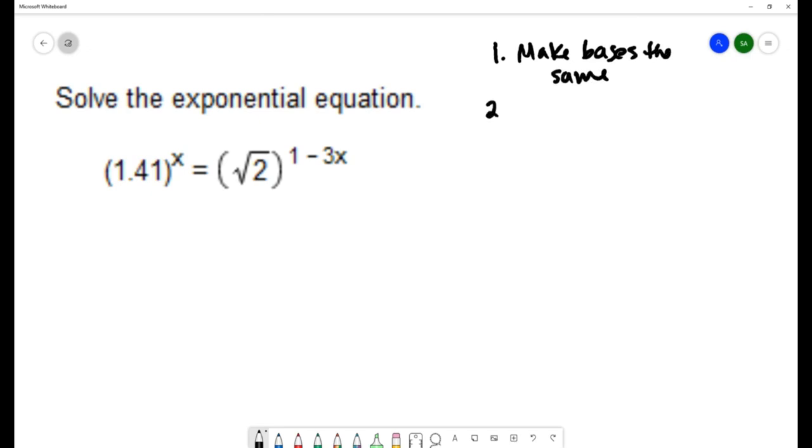Number 2, to convert to a log. And number 3, to take the log of both sides.